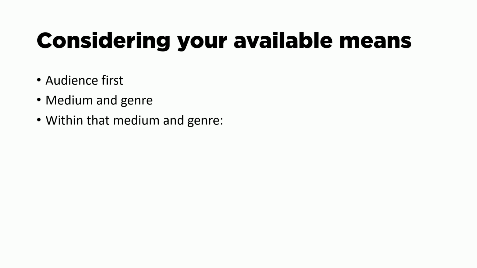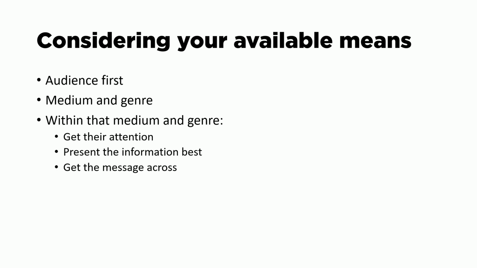Within that medium and genre, consider the ways that you might use things like images and links, charts, graphs, video, or audio to get your audience's attention. But also consider which of those things might present the information in the best way. And consider which of those things will get your message across most clearly. And finally, consider which things will resonate with your audience. Which things will they remember best later? All of those things are considerations that you need to take into account when thinking about available means.